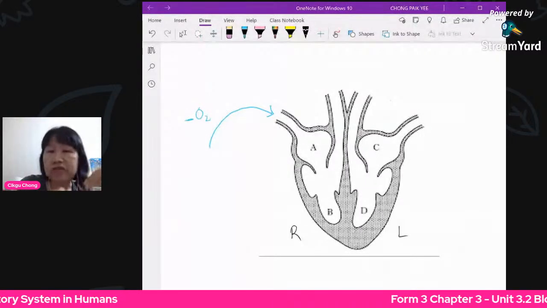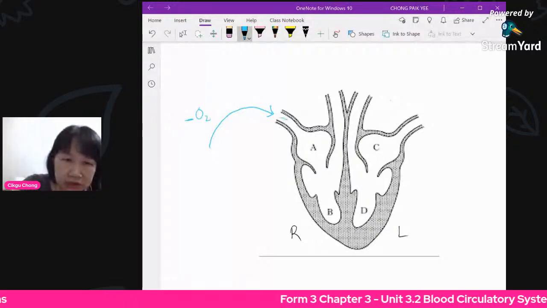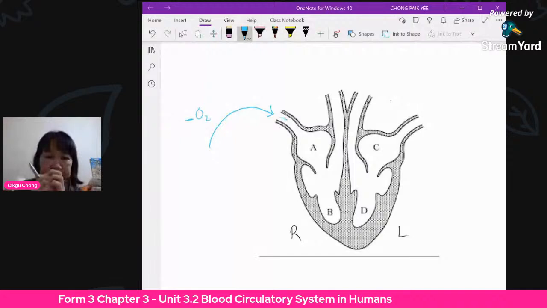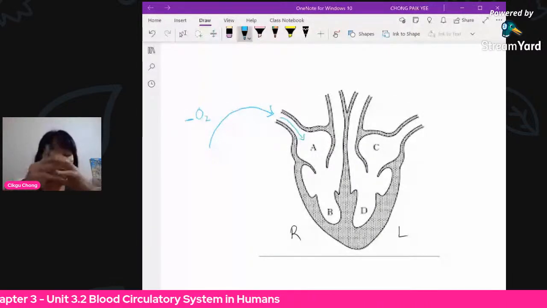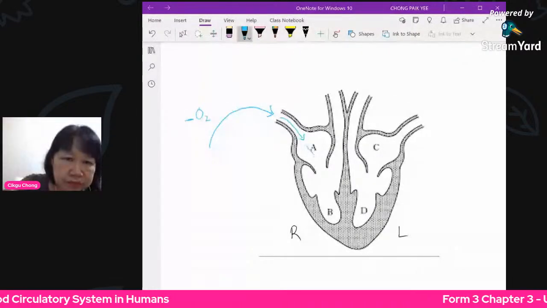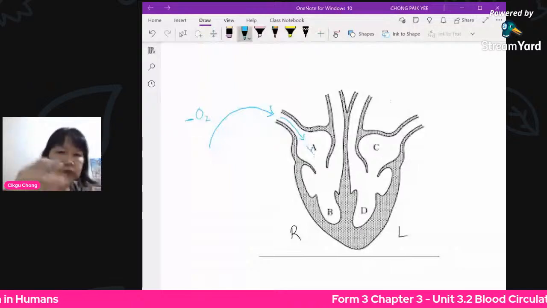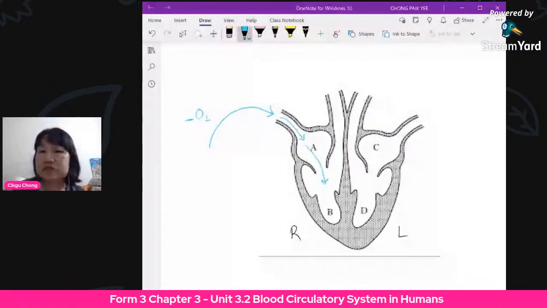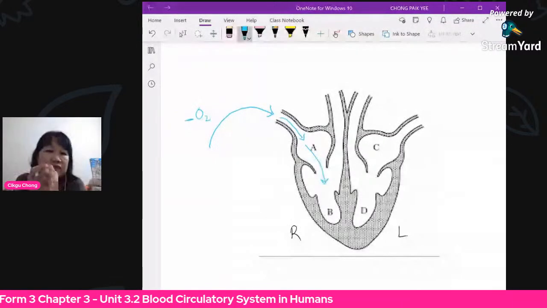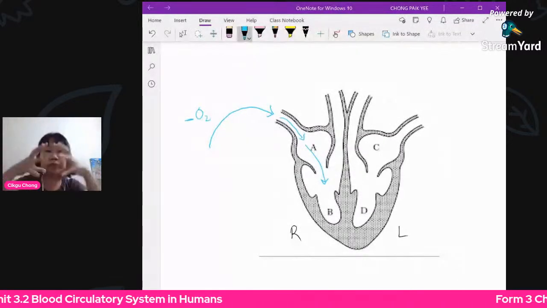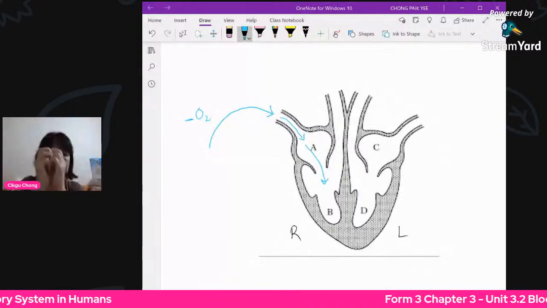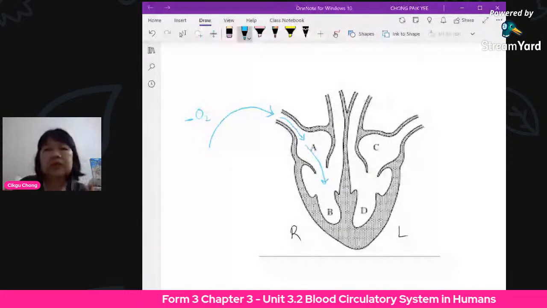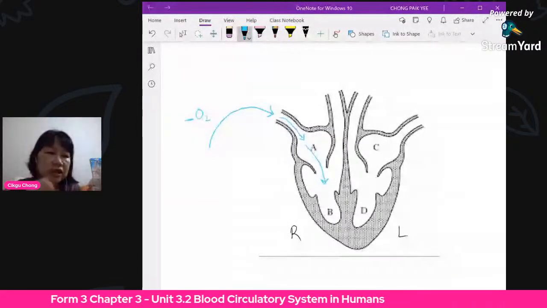Now once it enters here, your atrium is going to contract. Contract means it squeezes. So it's going to contract, and then this blood will be pushed here, to the next part, which is the ventricle, the right ventricle. Of course, the valve has to open, right? When the atrium squeezes, you push the valve open and let the blood go through. Now the blood is already inside your B, which is your right ventricle.